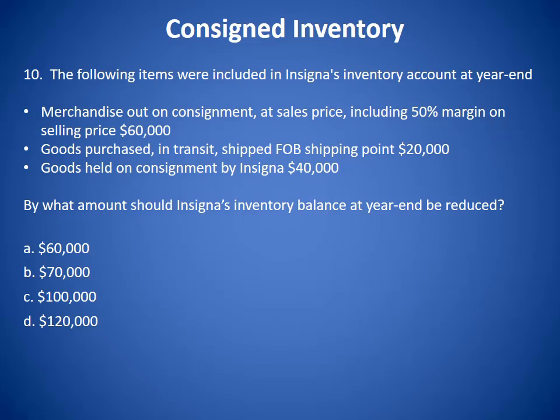Insignia's books. Number 2, goods purchased in transit, they're shipped FOB shipping point, $20,000. Those are on the company's books. Third, goods held on consignment by Insignia, $40,000. So the question is, by what amount should Insignia's inventory balance at year end be reduced? So we know it's going to have to be reduced by something, so we have 4 choices. Go ahead, review those choices, make your calculations as you stop your video, and when you're ready, restart your video.